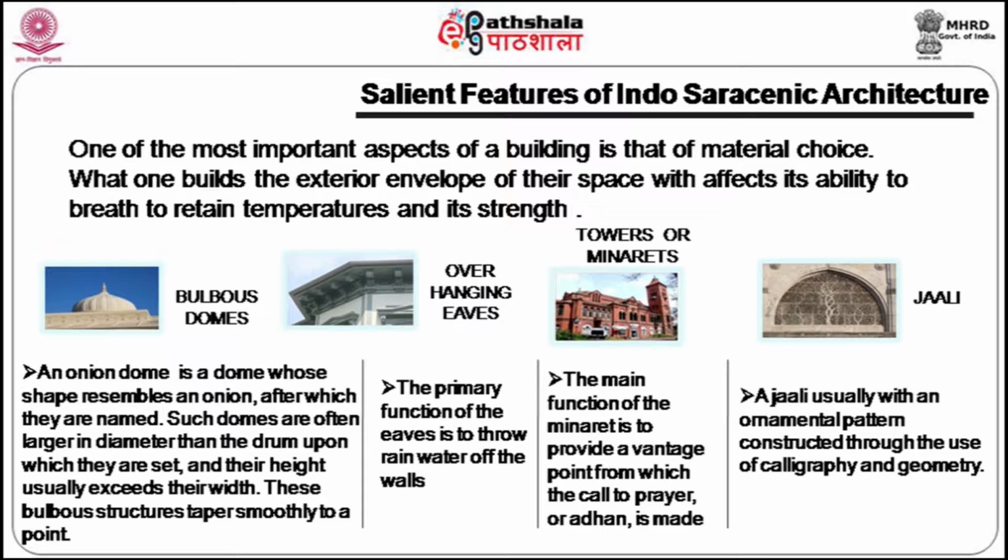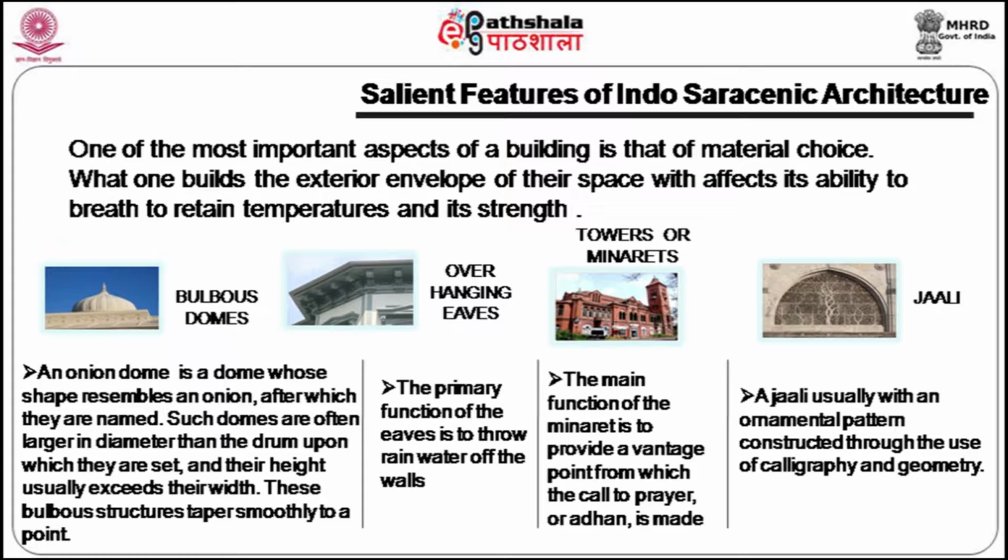So there are salient features available. Jalis are there, towers of minarets are there, overhanging eaves are there, bulbous domes are there. All these features will take the additional heat into them. An onion dome is a dome whose shape resembles an onion, after which they are named. Such domes are often larger in diameter than the drum upon which they sit, and their height usually exceeds their width. These bulbous structures taper smoothly to a point.